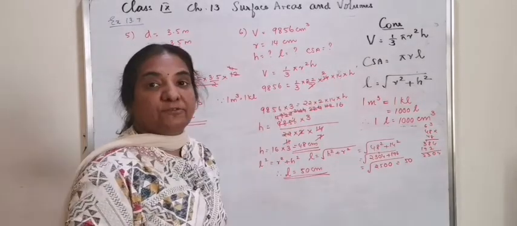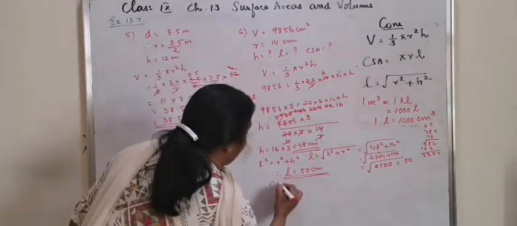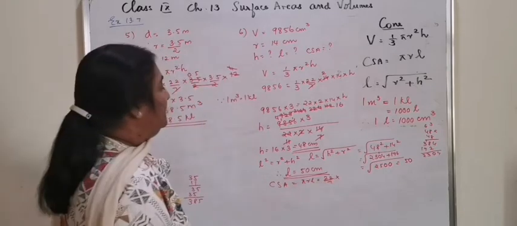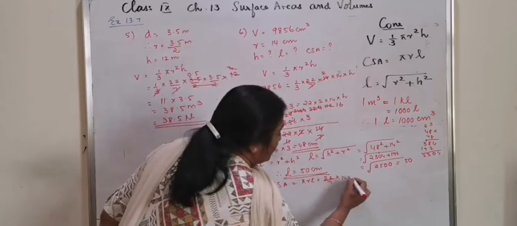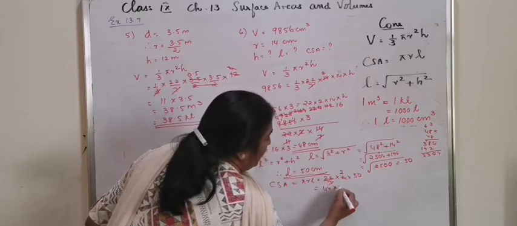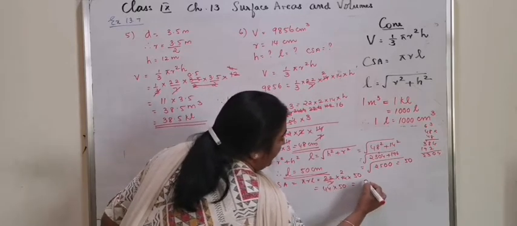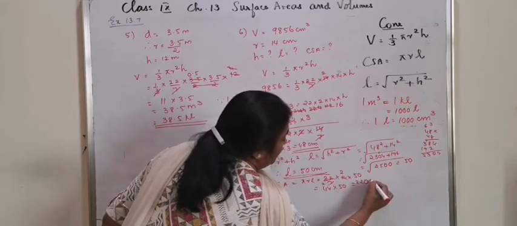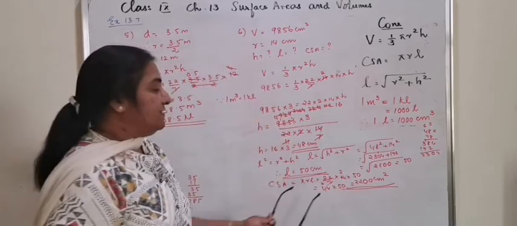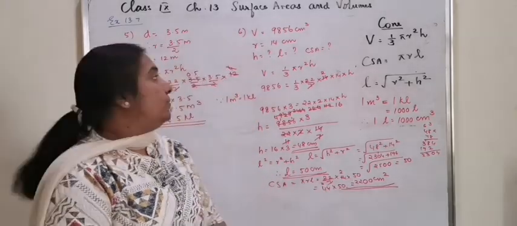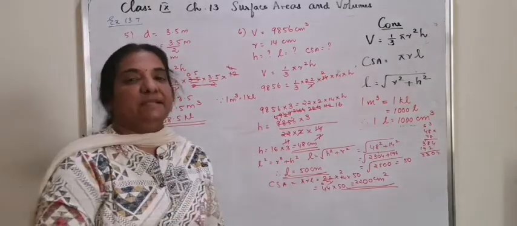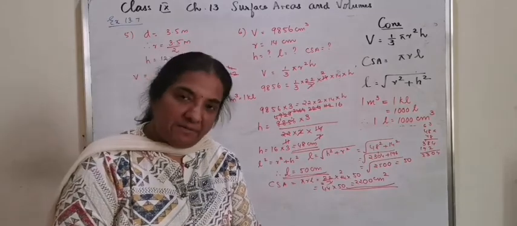The third result is curved surface area. Curved surface area formula is pi r L, 22 by 7. The radius is given as 14. Slant height is 50. It is 44 into 50, which is 2200 centimeter square. Curved surface area is in centimeter square and volume is in centimeter cube, and slant height and height are in centimeter. That is how the units have to be written.